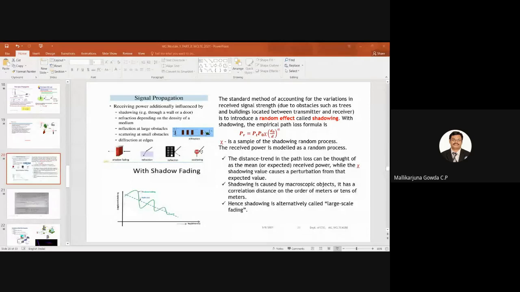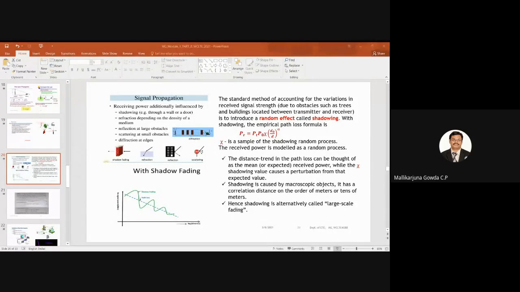So there is diffraction at edges. Diffraction will happen at the sharp edges of a building and other things. Hope this is clear. Shadowing: when do we say it is shadowing? When the signal is propagating through the wall, then we call that shadowing. Then I said reflection is with large objects. Scattering is due to small objects, right? Diffraction will happen at the edges.